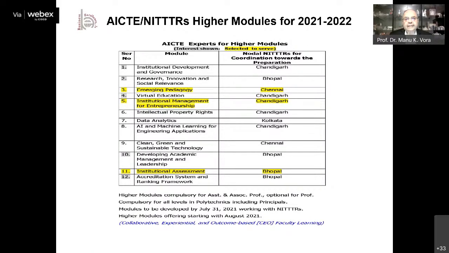Now, AICTE, in collaboration with NITTTR, the National Institute of Technical Teachers Training and Research centers, there are 4 of them: Chennai, Bhopal, Chandigarh, and Kolkata. I had volunteered and I was listed as an expert on three of them: on emerging pedagogy from Chennai, where the work is underway, institutional management for entrepreneurship out of Chandigarh, and institutional assessment out of Bhopal. The other two besides Chennai, I've not even heard from them. Because of the pandemic, their schedules have been delayed big time.